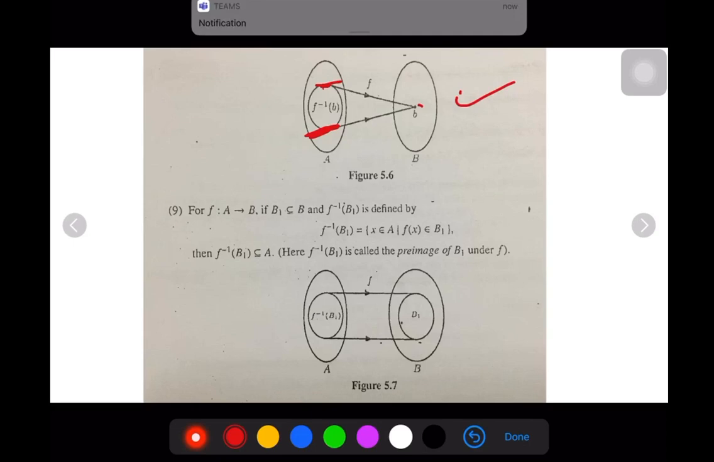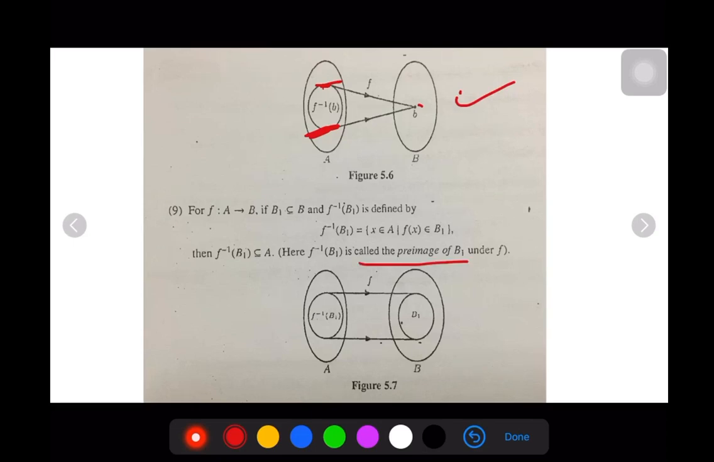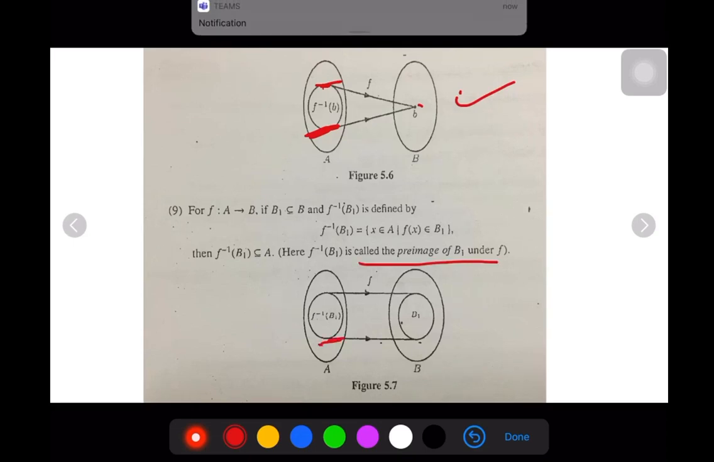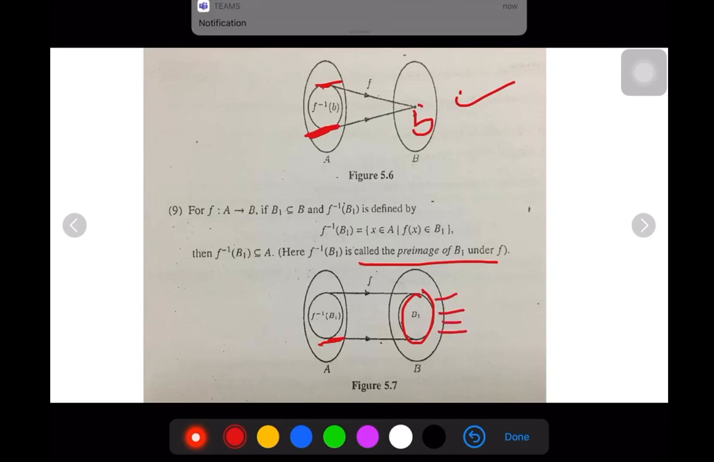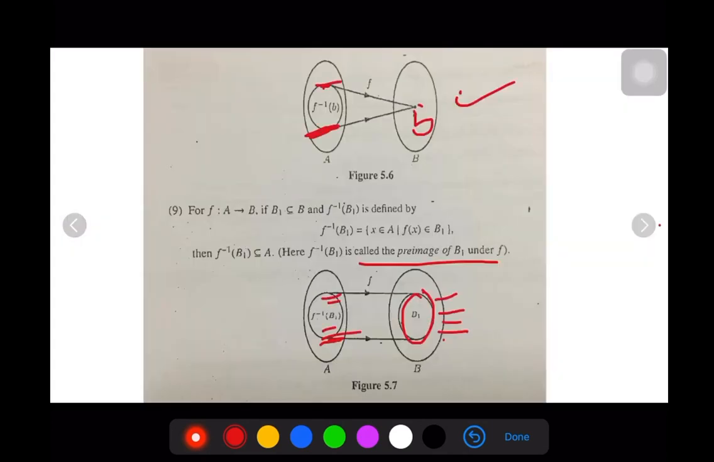Next, again here only one element is getting mapped, but here a subset is there. That is the difference between these two. You take all the elements here and find out their pre-image in this subset. So that completes the definition.